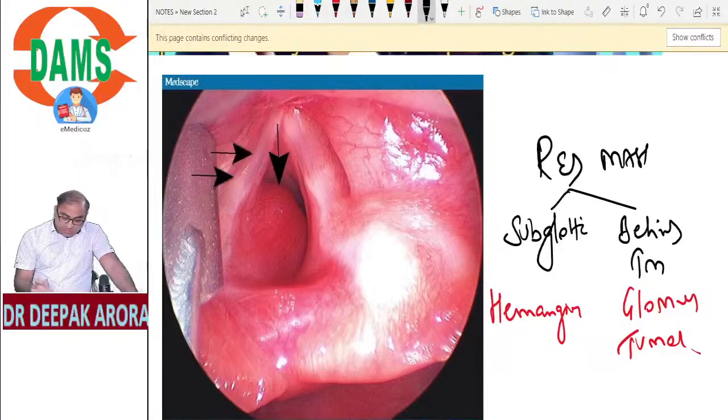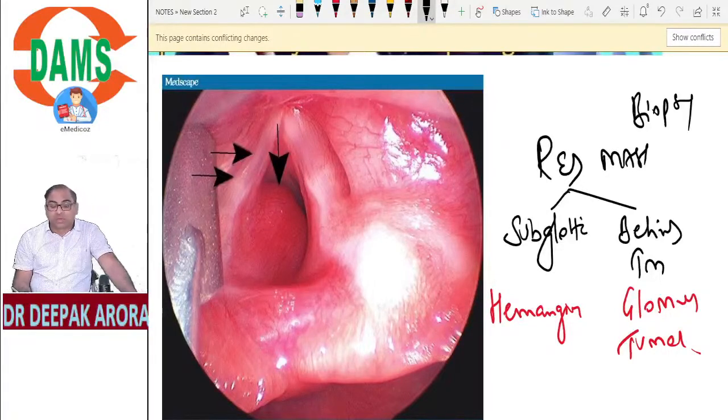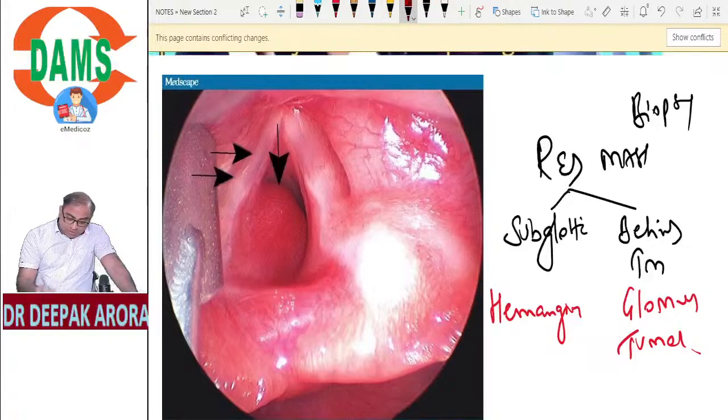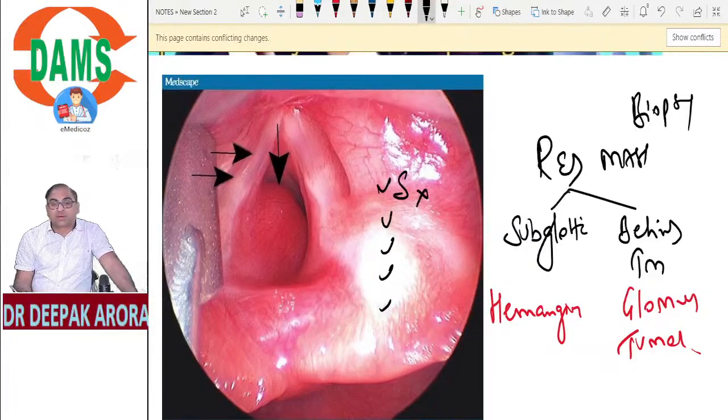This reddish mass. What is the important concept? Hemangioma, glomus tumor: we will not go for biopsy. One important concept, now concentrate on the board. In hemangiomas, we do surgery. What is the treatment of choice? Surgical excision. We use steroids to reduce the size of the tumor.